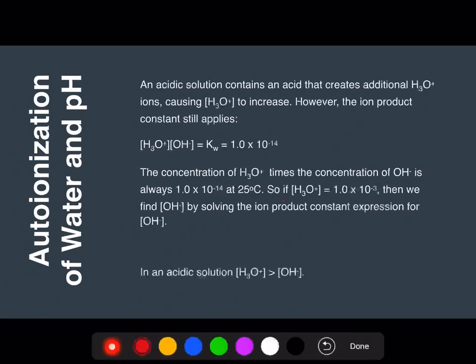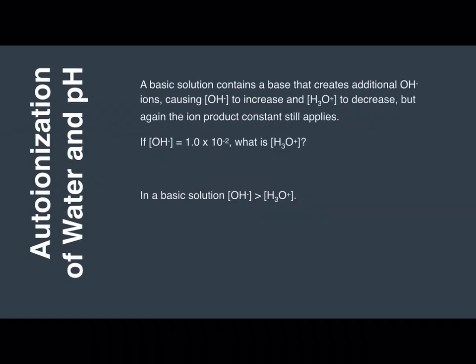So in this case, since your hydronium concentration is 1 times 10 to the negative third, that means that it's greater than 1 times 10 to the negative seventh, so that solution would be acidic. So when hydronium is greater than hydroxide, concentration-wise, it's an acidic solution. The opposite is also true. If your hydroxide concentration is greater than 1 times 10 to the negative seventh, then it is a basic solution.